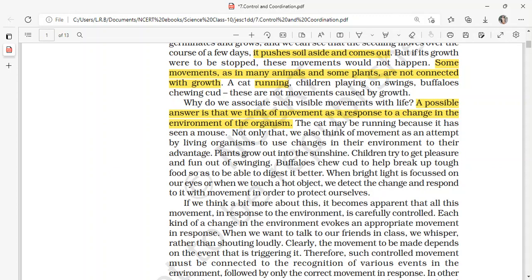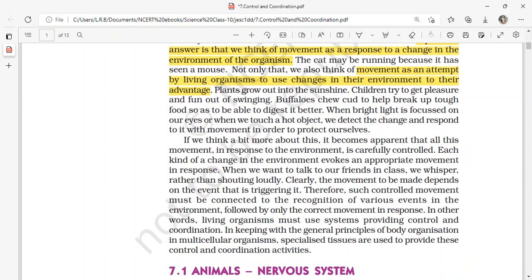Not only that, we also think of movement as an attempt by living organisms to use changes in their environment to their advantage. So what is the other role? One is the response to the change in the environment, and the other important reason why organisms move is an attempt to use that change. So it is the second reason why organisms move. Plants grow out into the sunshine. Children try to get pleasure and fun out of swinging. Buffaloes chew cud to help break up tough food so as to be able to digest it better.